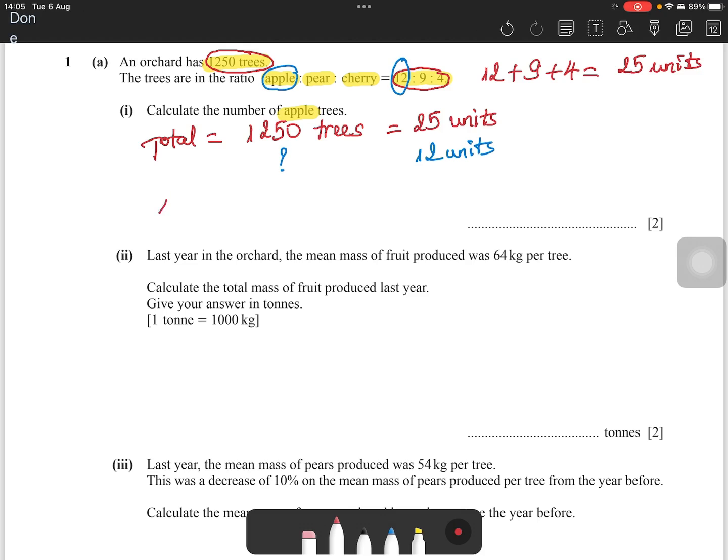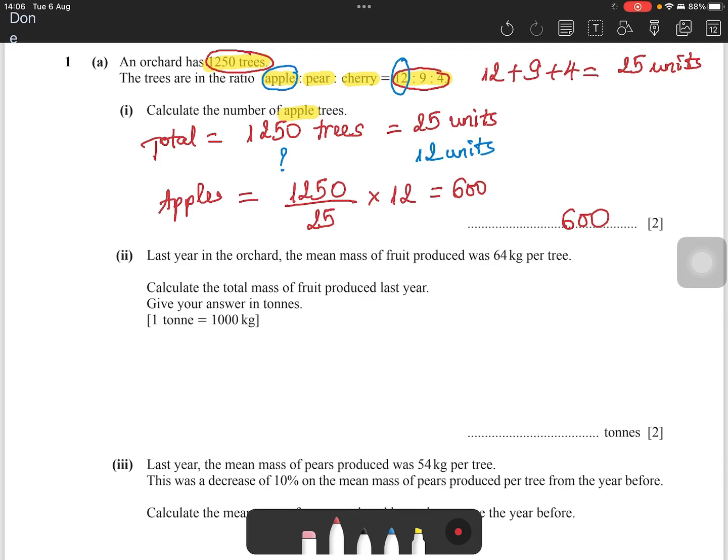To find the number of apple trees, we divide 1,250 by 25 to find the value of 1 unit. Then we multiply by 12. And the answer is 600 trees.